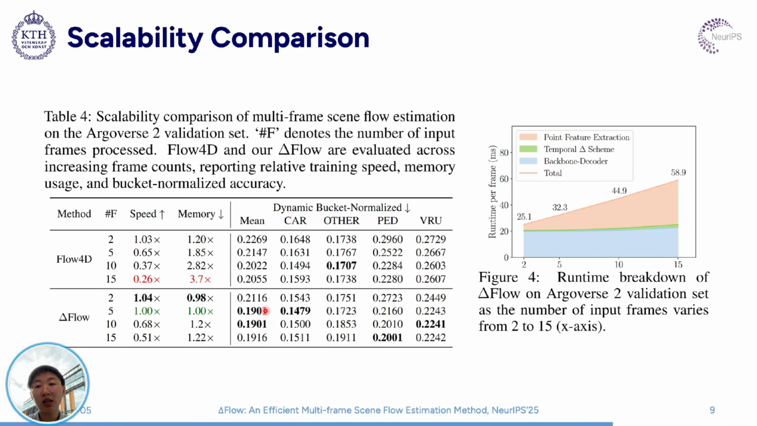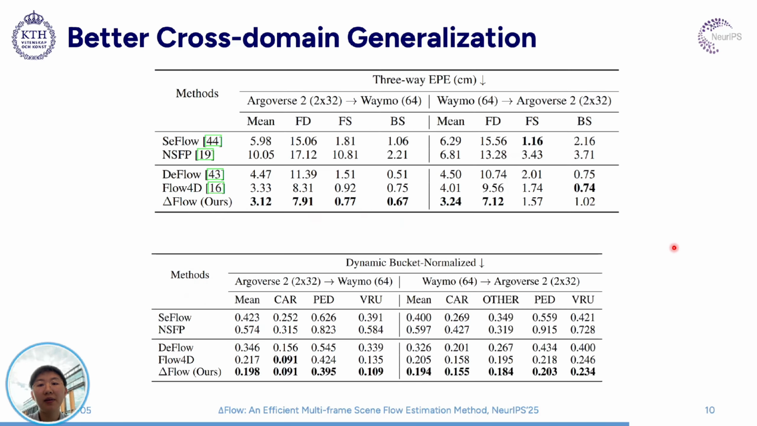One of the biggest advantages is scalability. As we increase the number of frames, traditional 4D methods like Flow4D quickly slow down and consume a huge amount of memory. In contrast, DeltaFlow's input stays constant, so the runtime and the memory barely grow. In practice, even with 50 frames, DeltaFlow is still 2 times faster while maintaining top accuracy.